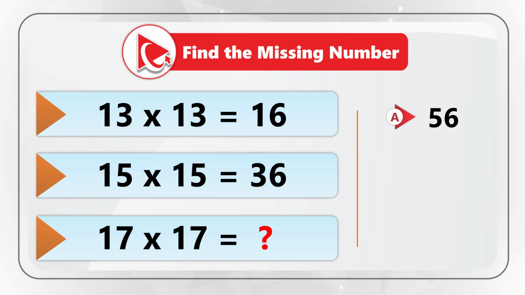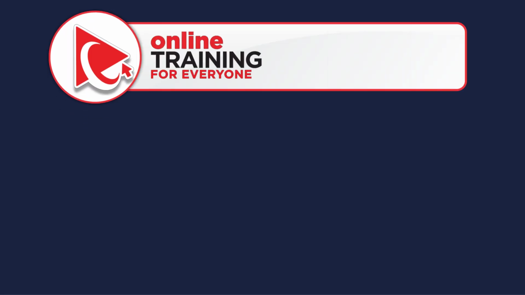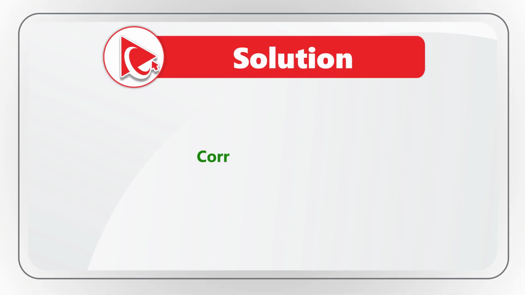Choice A, 56. Choice B, 64. Choice C, 72. And choice D, 81. Take a close look, maybe pause this video to see if you can come up with the answer. Did you figure it out? The answer is so simple, so when you learn it, you'll be very surprised. Because the correct answer, choice B, 64, is calculated very easily.